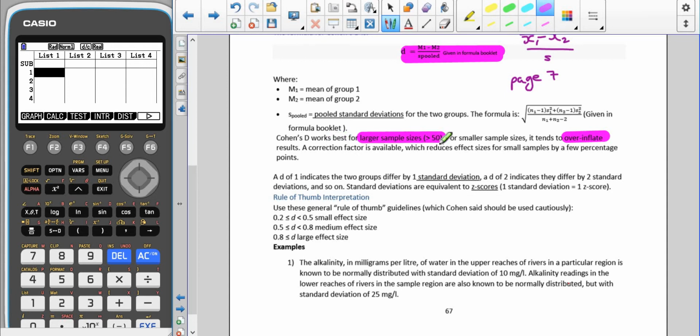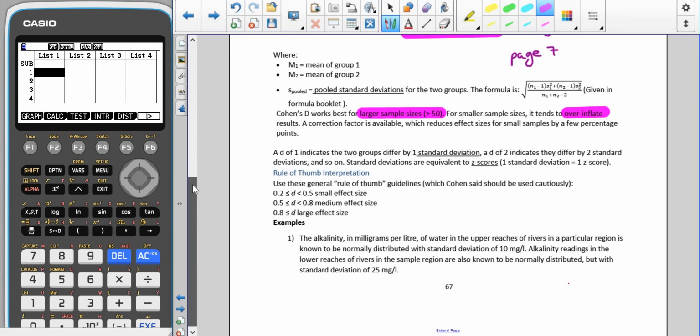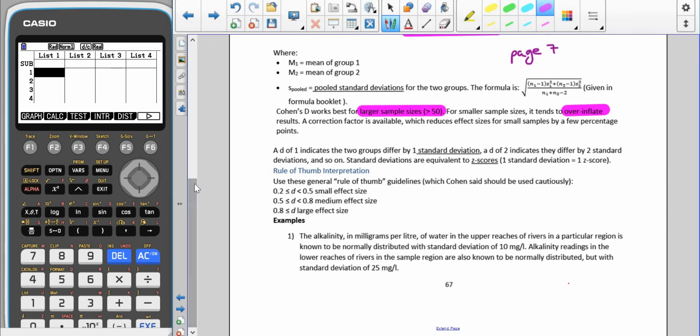A correction factor is available which reduces the effect size for smaller samples by a few percentage points. However, this is not covered in the course. So Cohen's d, we end up having a value for d. A d of 1 indicates that the two groups differ by 1 standard deviation. A d of 2 means that they differ by 2 standard deviations, and so on. So the standard deviations are equivalent to a z-score. So 1 standard deviation is 1 z-score.